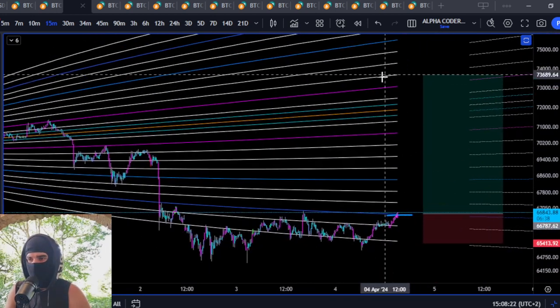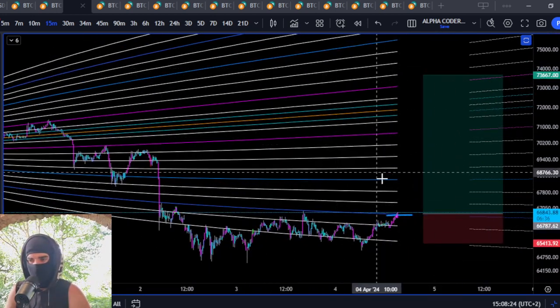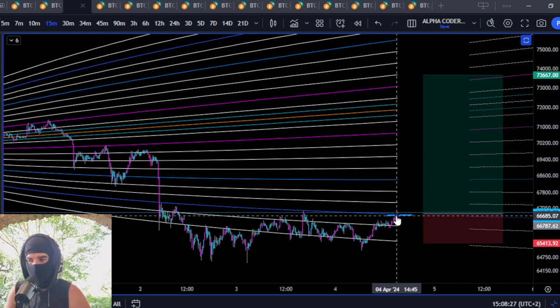So there's two targets to the upside here that are saying for a long-term trend to the upside. That is solely if BTC holds above 66,666.